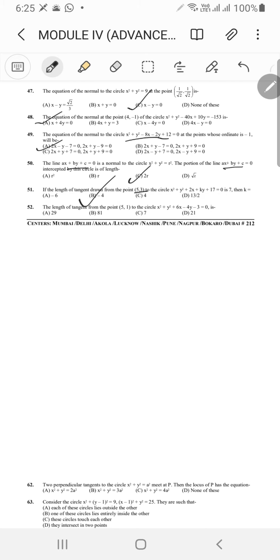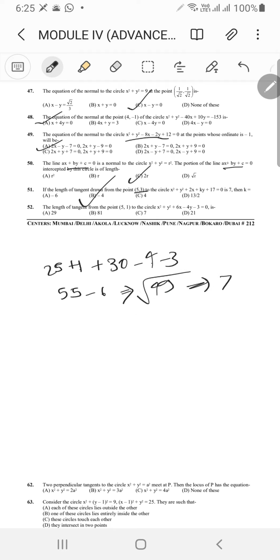So the next question is the length of the tangent from the point 5 comma 1 to the circle x squared plus y squared plus 6x minus 4y minus 3 is, right? Yeah, it's an easy one. Just put that over there and take the square root. So it's 25 plus 1 plus 30 minus 4 minus 3. Yeah, 25 plus 30 is 55, and minus 6, so it's 49. Take the square root of that, that's going to give me 7. Nice. So the length of the tangent is 7. Cool, that's one.